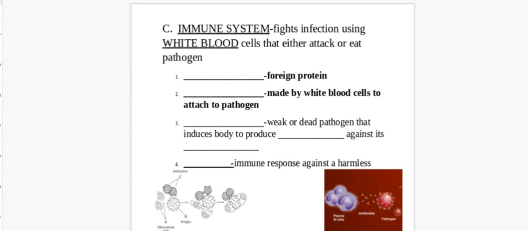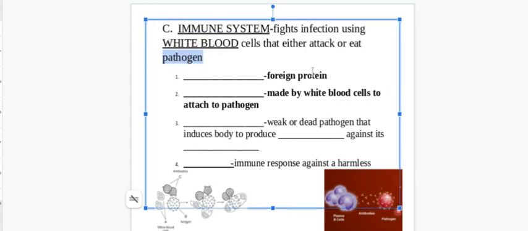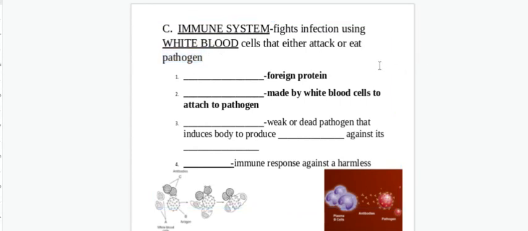You want to only attack foreign pathogens. That is, things that cause disease. The word pathogen means viruses and bacteria that cause disease. You only want to attack those. So your white blood cells ignore the proteins on your cells. It goes by all the different cells in your body, and it's like, oh, I know that protein. Oh, I know that protein.